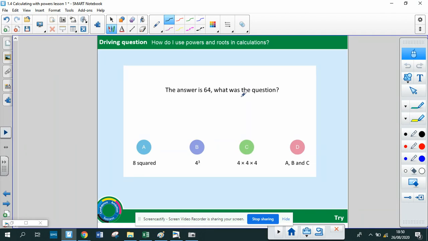The answer is 64. What's the question? Well, 8 squared is 64. 4 cubed is the same as 4 multiplied by 4 multiplied by 4. 4 multiplied by 4 is 16, and multiply 16 by 4 is 64, which means this must also be the correct answer. So you should have circled A, B, and C.